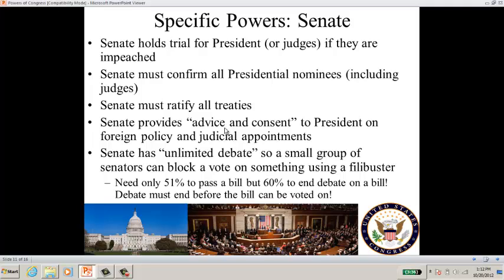So we've talked about the powers of Congress generally. We've talked about the specific powers of each house of Congress. Now let's talk about really the main function of Congress, which is to make a law. So how does a bill become a law? And for this, let's go back to elementary school to watch a little episode of Schoolhouse Rock.